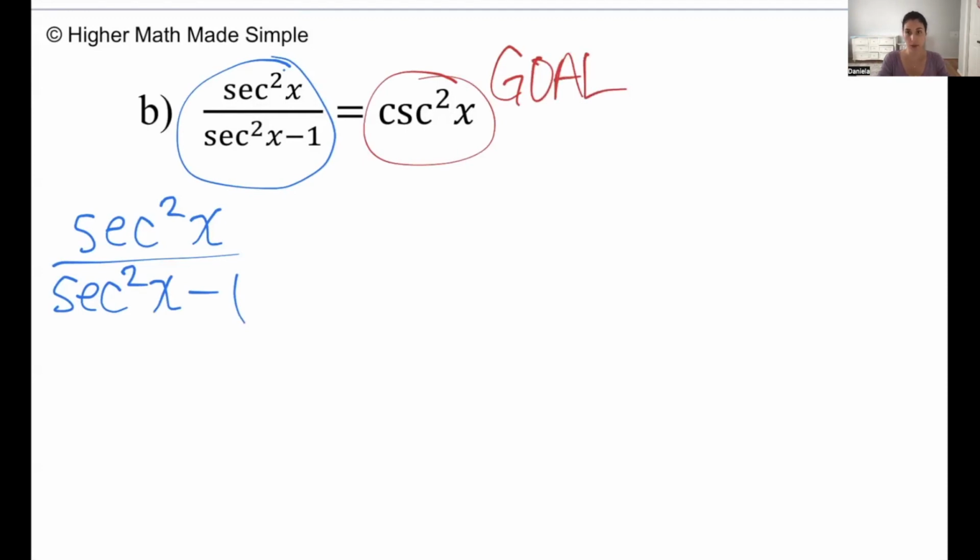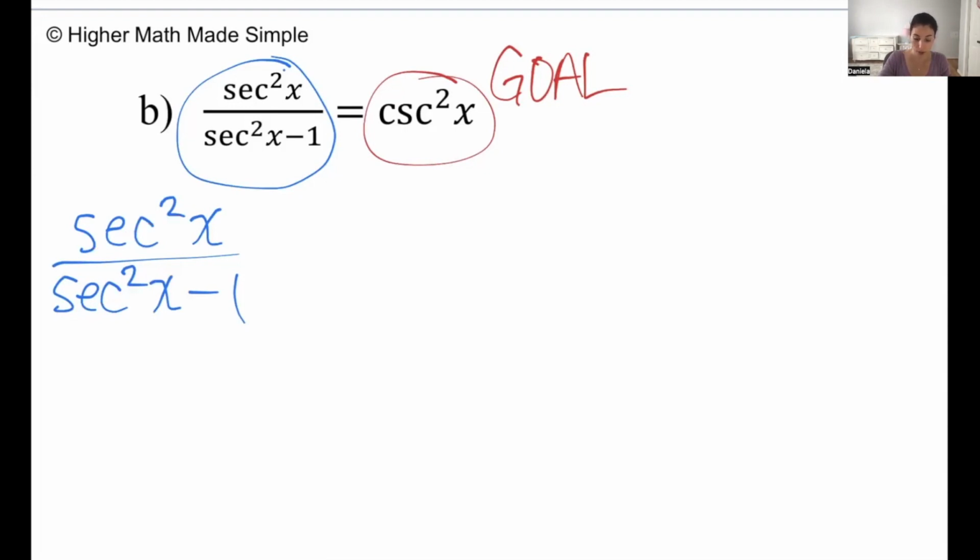The other thing I want to mention is that I've seen a lot of people cancel out the secant squares. Please don't do that. That's not correct. It would have only been correct if there was a times 1 on the bottom, okay? That would work then, but the problem is that it's subtraction. So you can't make that move.